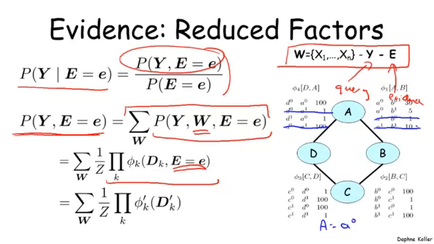And so we now have a sum over the variables W that need to be eliminated of the product of the reduced factors, and once again we can ignore the partition function by computing this probability and then renormalizing at the end.